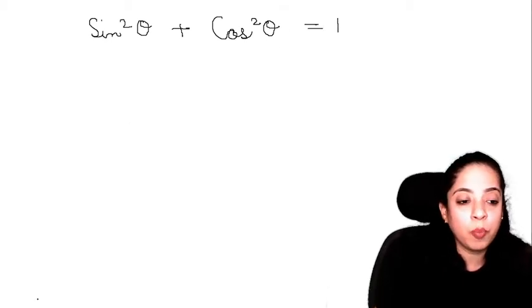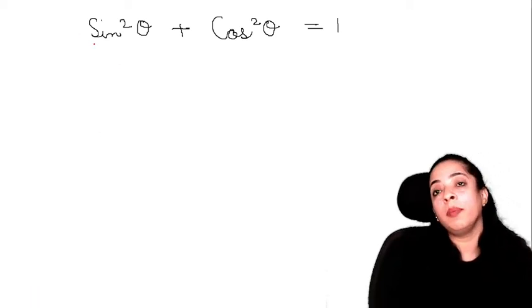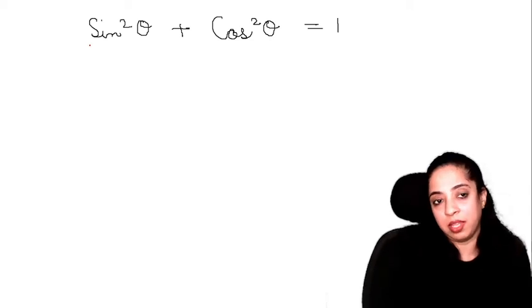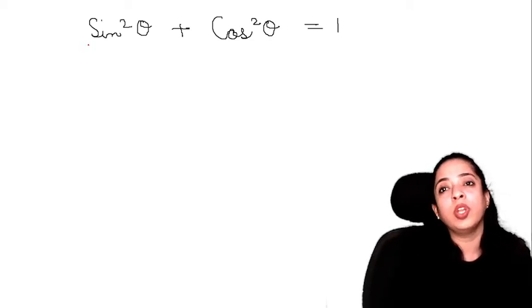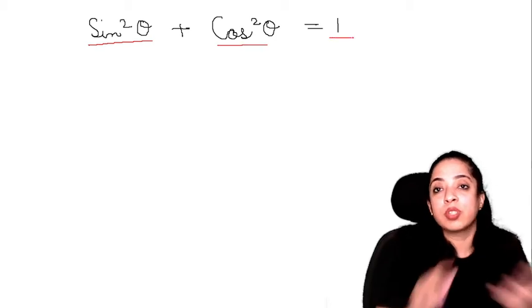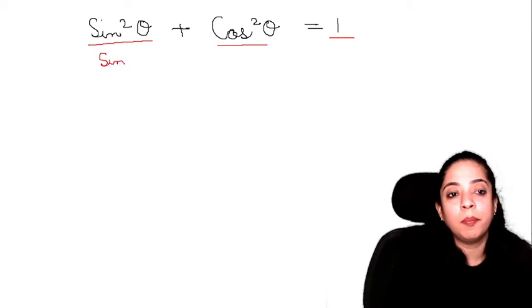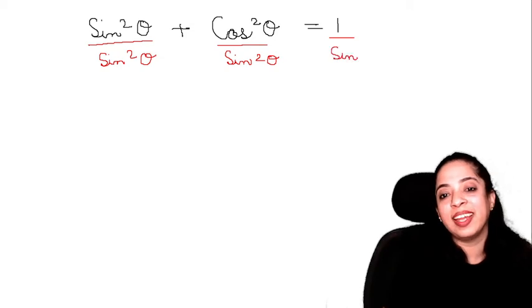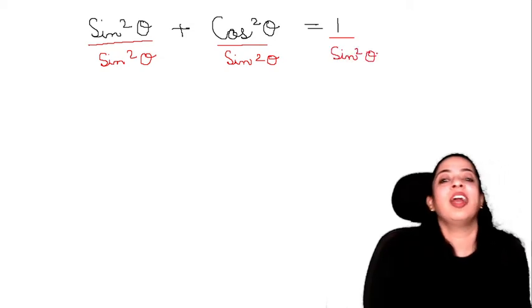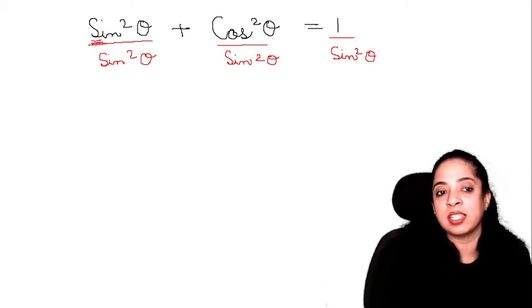Now they go to the boy's place. And the boy's people didn't like their relationship, so they wanted to separate them. So what they did: divide each term by sine square theta. The families do not agree so quickly, right? So we divide each term by sine square theta, the boy's place. The boy was sine square theta.